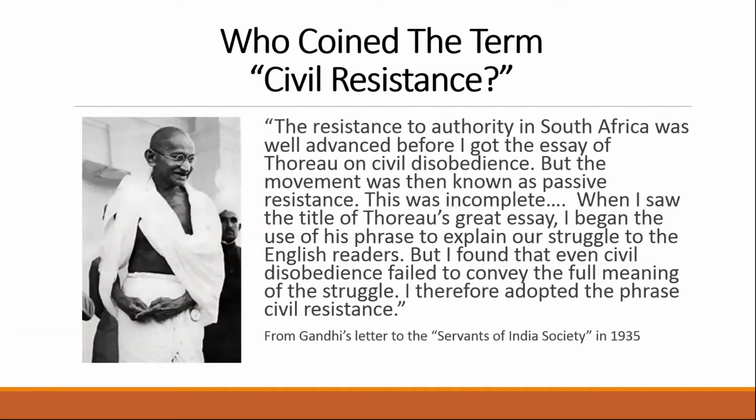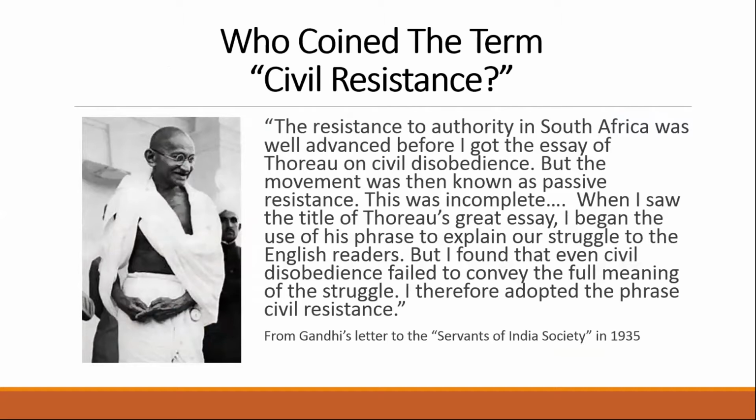Gandhi coined the term. This is a letter he wrote in a publication in 1935, where he talks about the evolution of how he talked about satyagraha, which is how he denoted the struggle in Hindi. And he was trying to figure out ways to communicate to an English-speaking language. And he didn't like passive resistance because there's nothing passive about civil resistance.